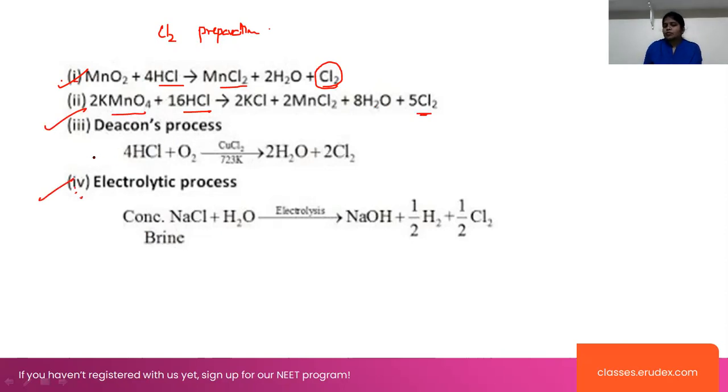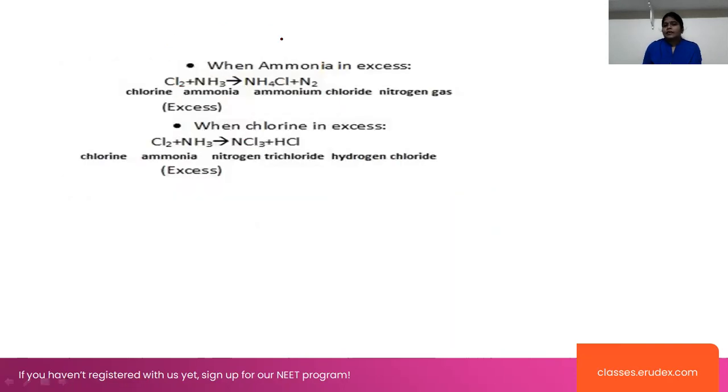In Deacon's process, we take hydrochloric acid, which is treated with oxygen in the presence of cuprous chloride at a temperature of 723 Kelvin, and that gives Cl2. In the electrolytic process, concentrated NaCl brine solution is taken and undergoes electrolysis. Then Cl minus moves to the anode, and at the anode chlorine gas is liberated. Next are the properties.